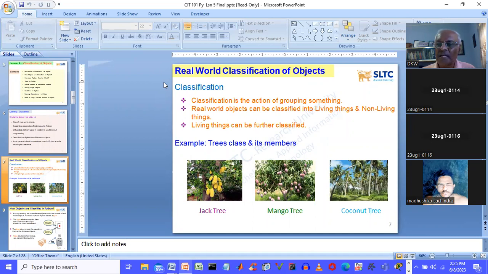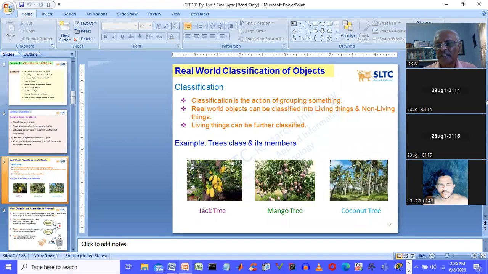So to make things easier, of the billions of real world objects, we classify them into classes. Therefore, in programming, we have a concept called class. What is a class? A class is something that represents classified things in the real world. Here, let me read my note. Classification is the action of grouping things.